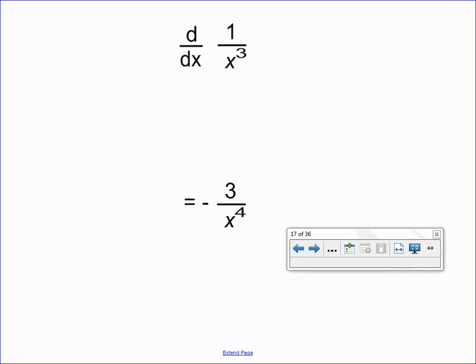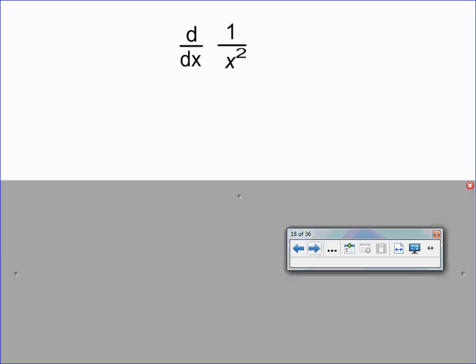Plus 10.3 points. Derivative with respect to x of 1 over x squared. If you want to use paper, you can. I'm just going to call on you. You're ready.